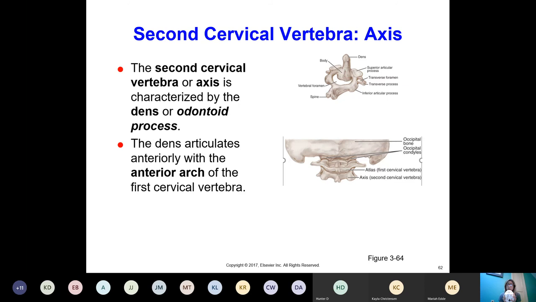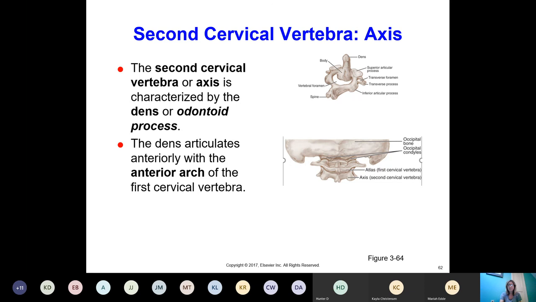The dens articulates anteriorly with the anterior arch of the first cervical vertebrae. So the dens is what articulates with the first vertebrae, or the atlas. So you've got your atlas, which articulates with your occipital condyles right here, these flat things right here. And then you've got your axis, which through the dens articulates with the atlas. Atlas, axis, first, second. AT comes before AX.